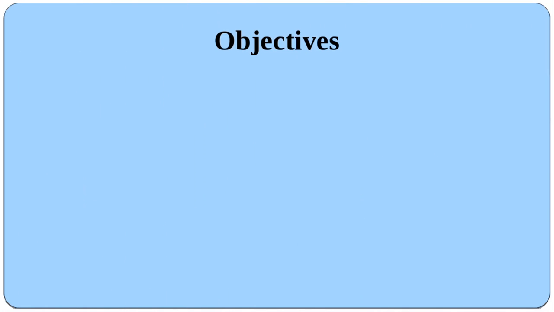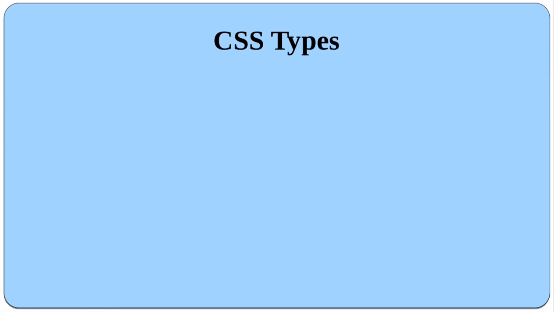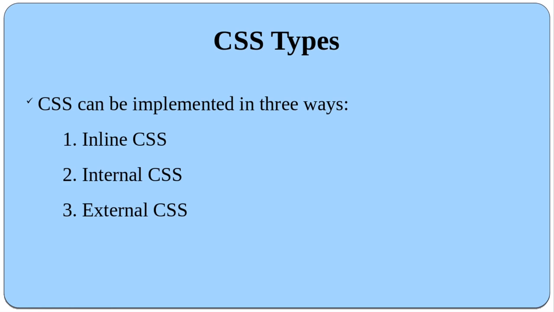At the end of this session, a successful learner will be able to understand what is external CSS, demonstrate the syntax of external CSS, implement external CSS. When a browser reads a style sheet, it will format the HTML document according to the information provided with CSS. Cascading style sheets can be implemented in three ways: inline CSS, internal CSS, and external CSS.